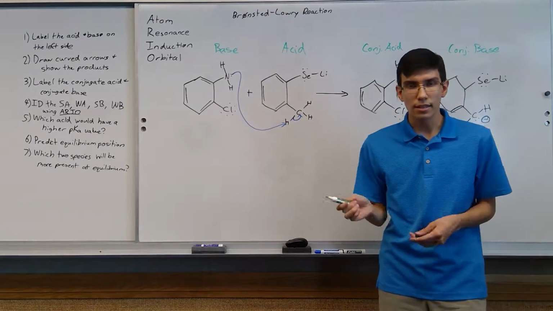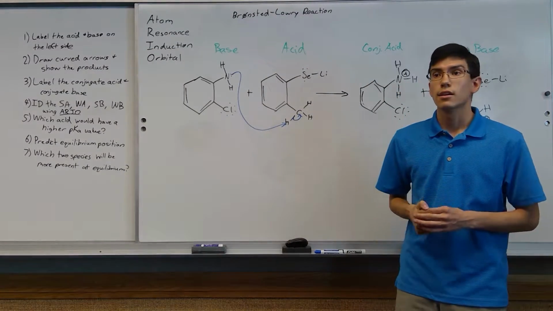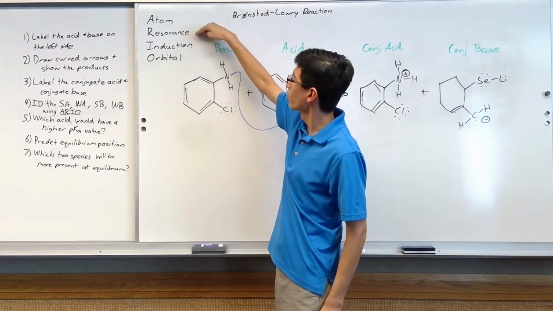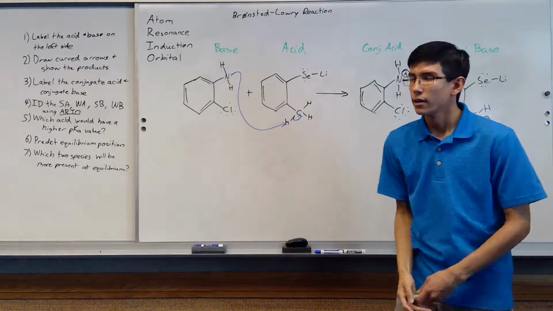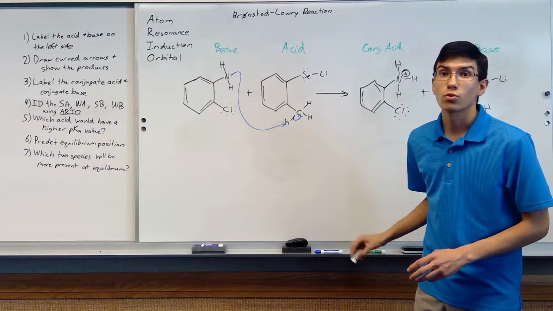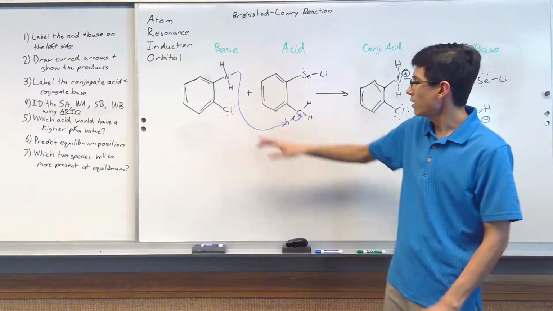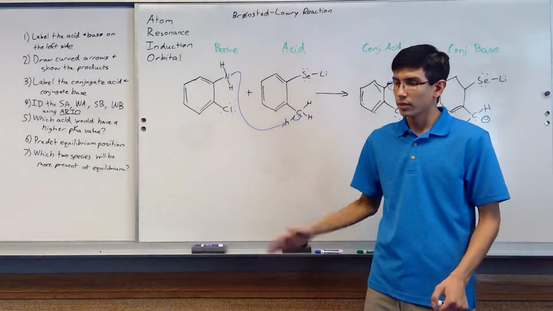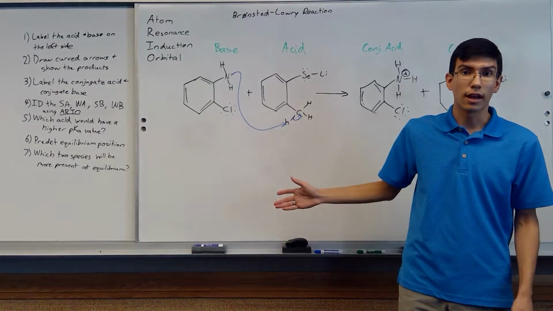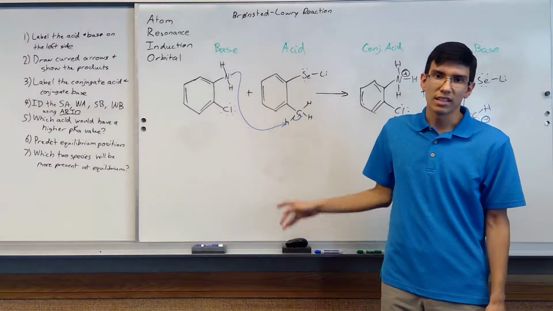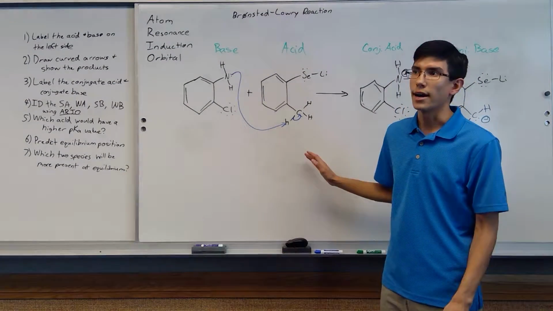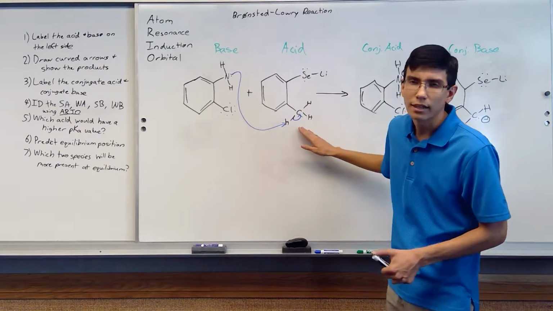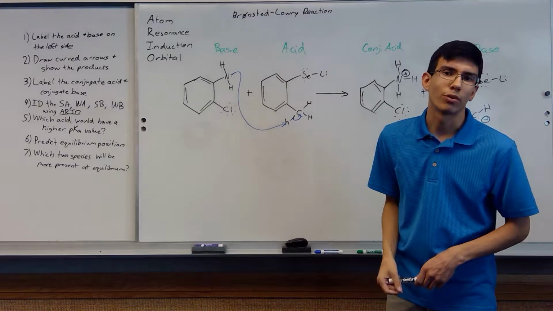Next is to identify the strong acid, the weak acid, the strong base and the weak base in this reaction using ARIO, or atom, resonance, induction, and orbital. We're going to see that atom actually works well in this reaction because the nitrogen is more electronegative than the hydrogen, whereas the carbon is not as electronegative as nitrogen, and so it's not really ready to donate a proton.